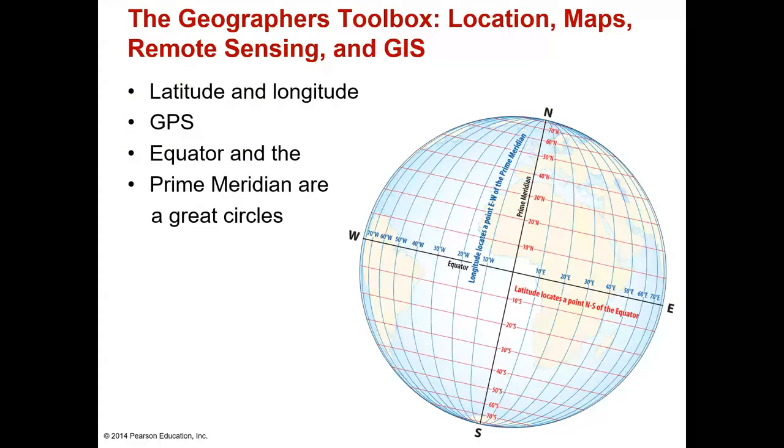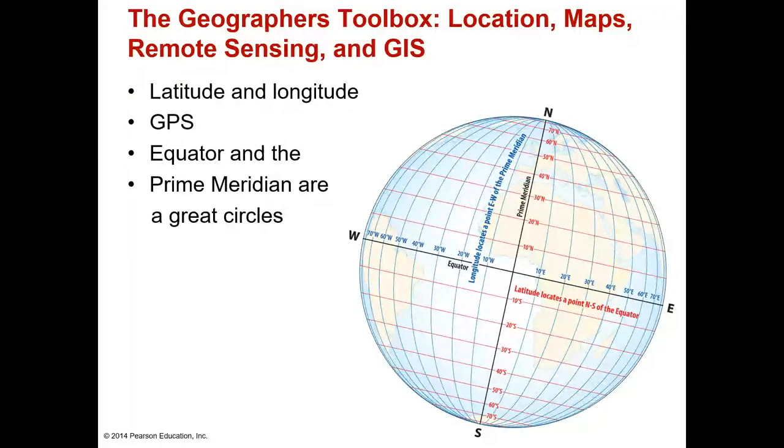So geographers use tools like locations, maps, remote sensing, and GIS. This is a diagram of the Earth, and this basically shows latitude and longitude. The prime meridian is the line of longitude that counts as the center point, where everything to the east of it is considered the eastern hemisphere, everything to the west is the western hemisphere. The prime meridian and all lines of longitude are great circles, meaning they divide the Earth into two even parts. The only line of latitude that's a great circle is the equator, which is right in the middle and divides the Earth into northern and southern hemispheres.